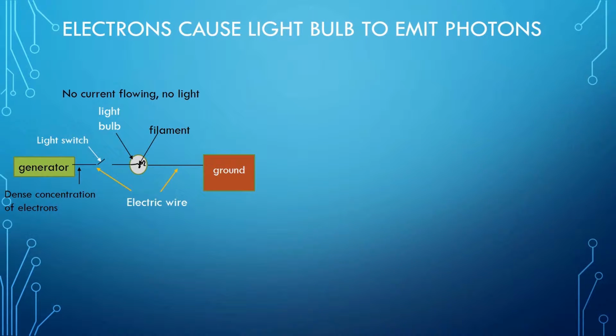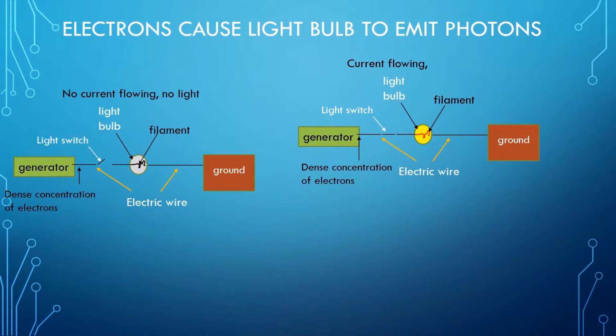Here I have illustrated an electric circuit beginning with a generator and ending at ground. The generator is creating a large surplus of electrons, but of course they can't reach the electric light bulb unless the switch is turned on. When the light switch is turned on, the electrons crowd into the filament. This causes the hot filament to emit light.